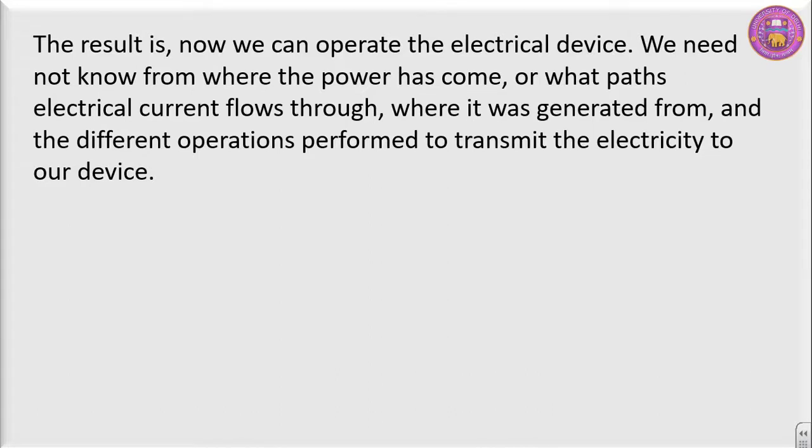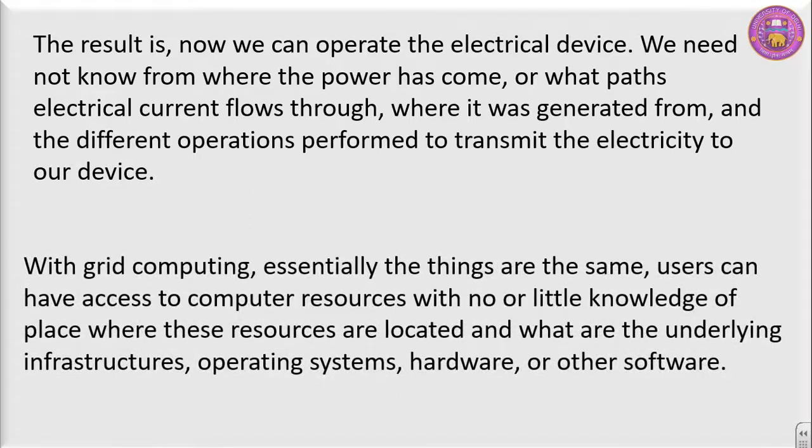We need not know from where the power has come or what path electrical current flows through, where it was generated from, and the different operations performed to transmit the electricity to our device. With grid computing, essentially the things are the same. A user can have access to computer resources with no or little knowledge of the place where these resources are located and what are the underlying infrastructures, operating systems, hardware, or other software.